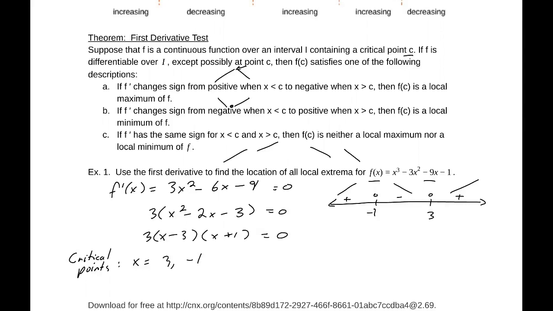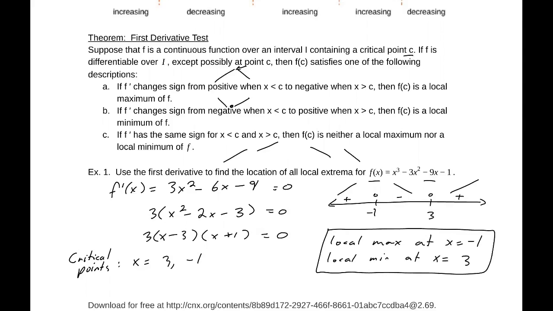All right, so that tells us we have a local max at x equals negative 1 and a local minimum at x equals 3. All right, that's what we were after. Those are the locations of our extrema.